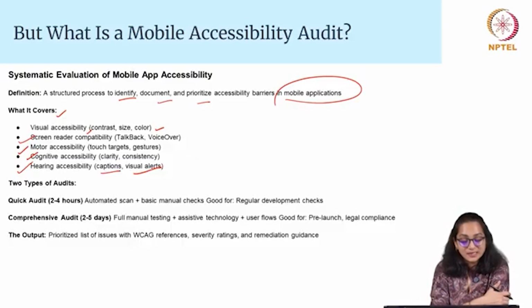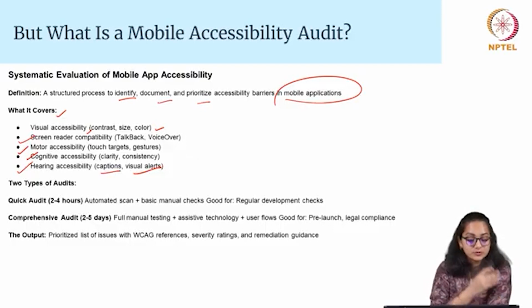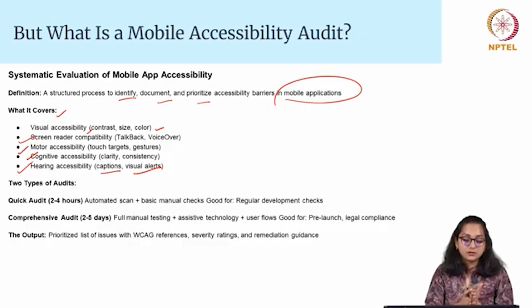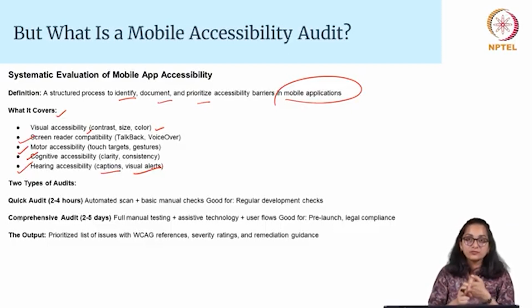So, basically there are two types of audits. One is a quick audit, which is 2 to 4 hours: automated scan plus basic manual checks, which is good for regular development checks. The other is a comprehensive audit, 2 to 5 days of full manual testing, assistive technology, user workflows, good for pre-launch, legal compliance, etc. The output is a list of issues with WCAG references, severity rating of each issue and remediation guidance, documented and presented in an audit report.